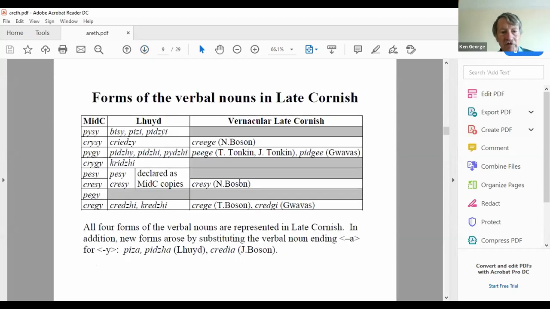And even in late Cornish, we find all four forms. Pizzy and Crizzy are represented here in Slewy. Pidgey, here's in Tomkin, and so on. We also do find in late Cornish a tendency to substitute the more common verbal noun ending a. So we find pisa in Slewyd and kredia, however that's pronounced, in John Bosin. But we certainly find all four forms in late Cornish.